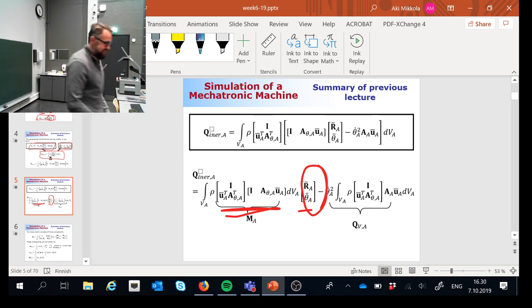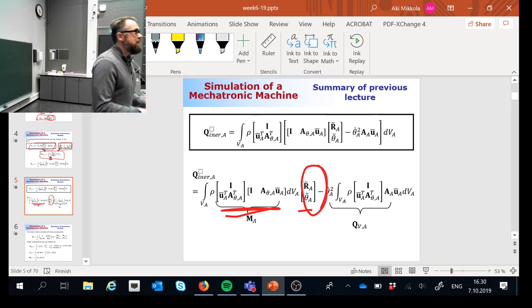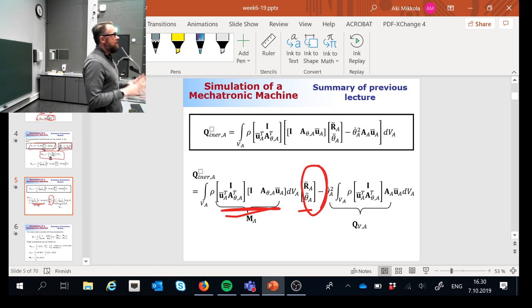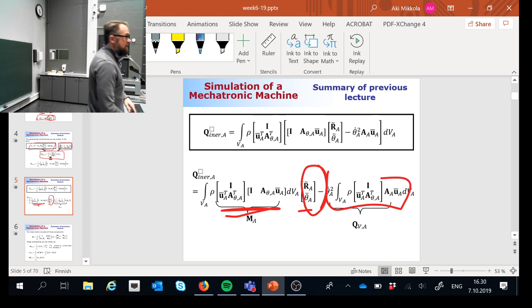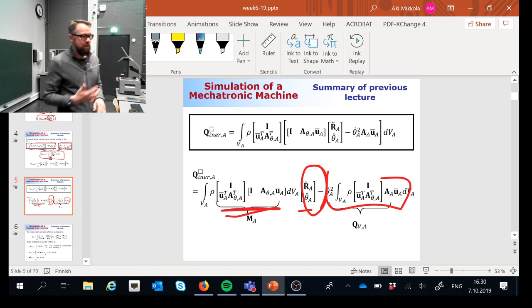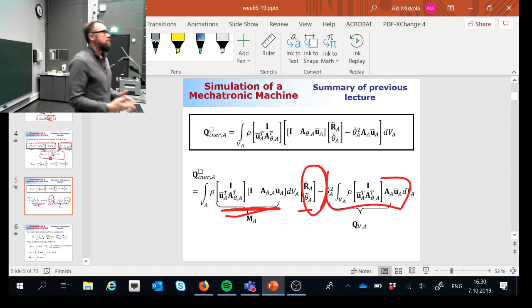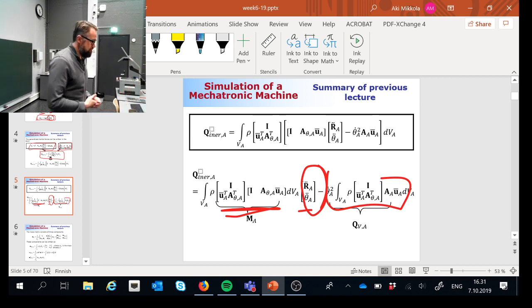Okay, that comes with another consequence as well. If that's the case, then your quadratic velocity vector will be equal to 0, so it will disappear. But in multibody system dynamics, you can place your body reference coordinate system wherever you want. So in the general case, the mass matrix is not necessarily a diagonal representation.